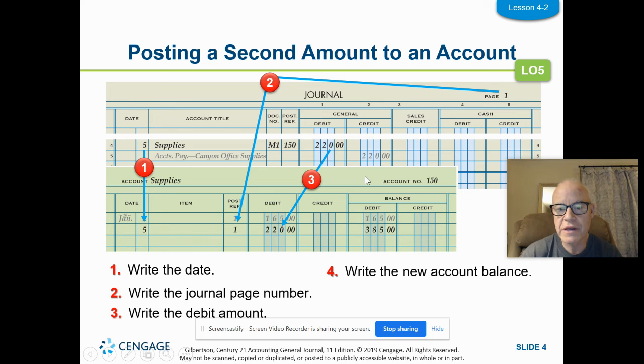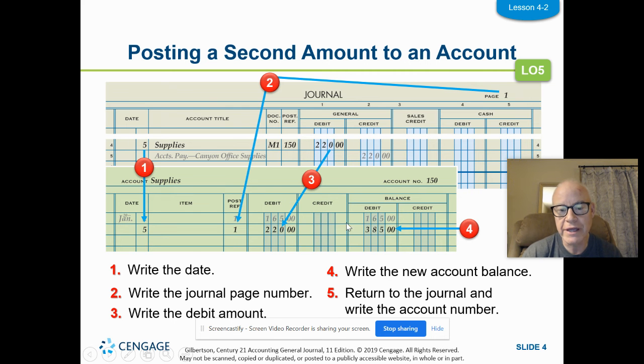Then in step 4, we're going to write the new account balance, 385, on that second row. We're going to update our balance after every transaction, which in a computerized system, it would do for you. And finally, we're going to write the account number, 150, back in the post reference column next to supplies in our multi-column journal. And again, I'm saying multi-column journal and general journal kind of interchangeably there.